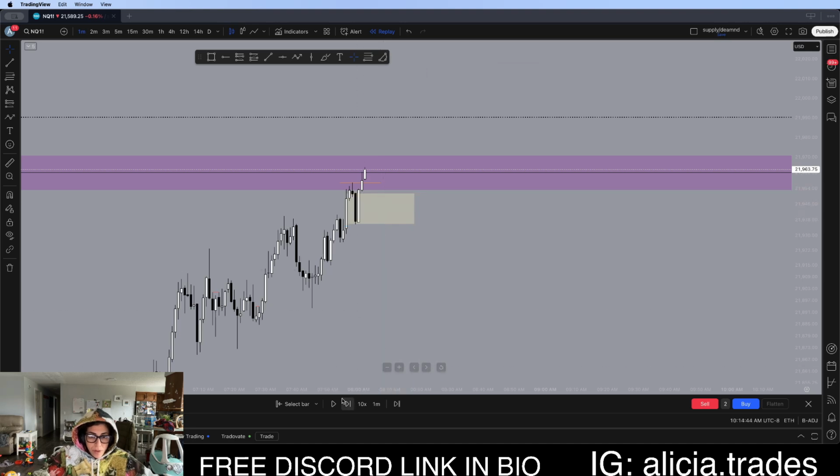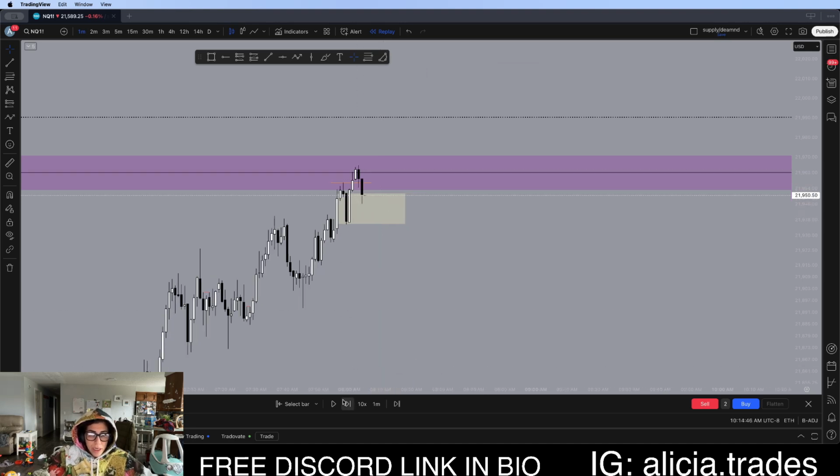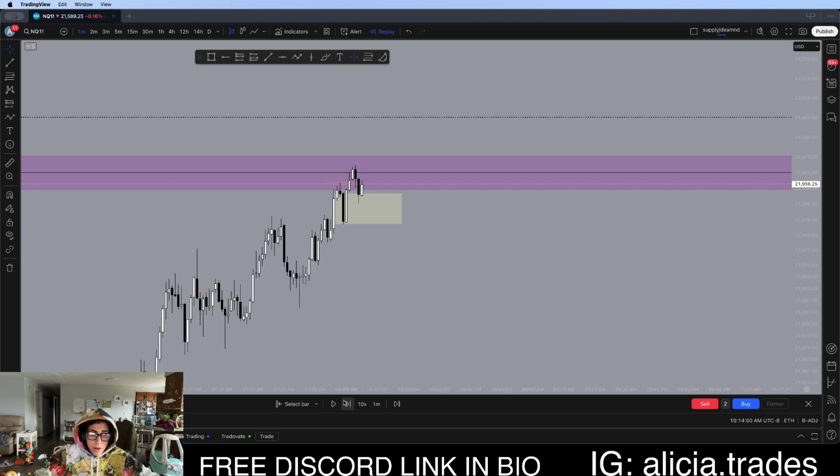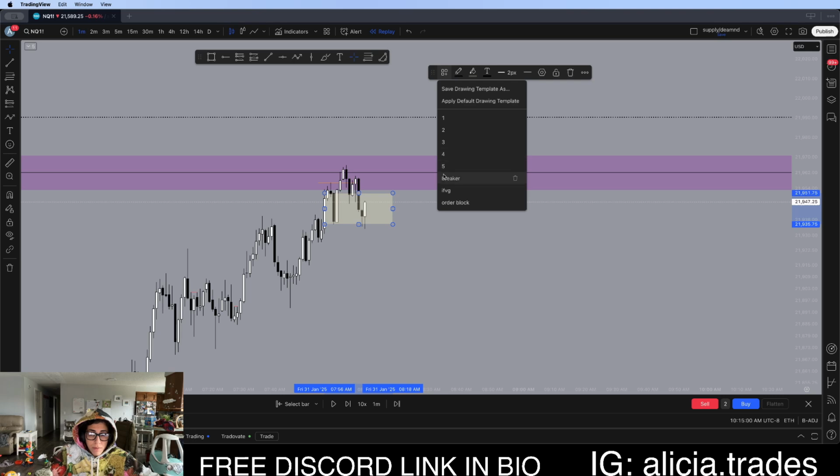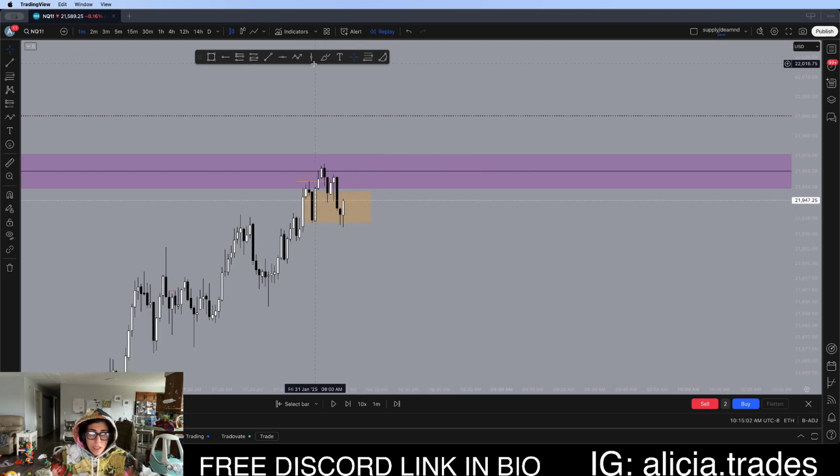So right here, we'll play it a little bit, okay? We tap the zone, we're respecting it, and then boom, right here, this makes this zone invalid. So at this point, this will become a breaker block. This lets me know price is going to reverse, okay?